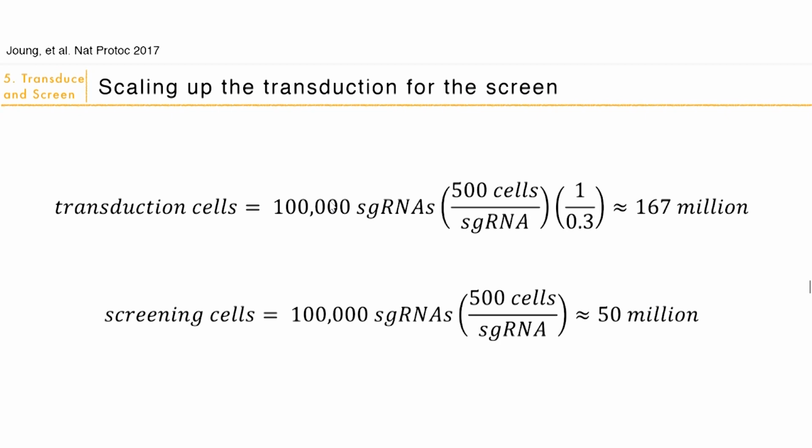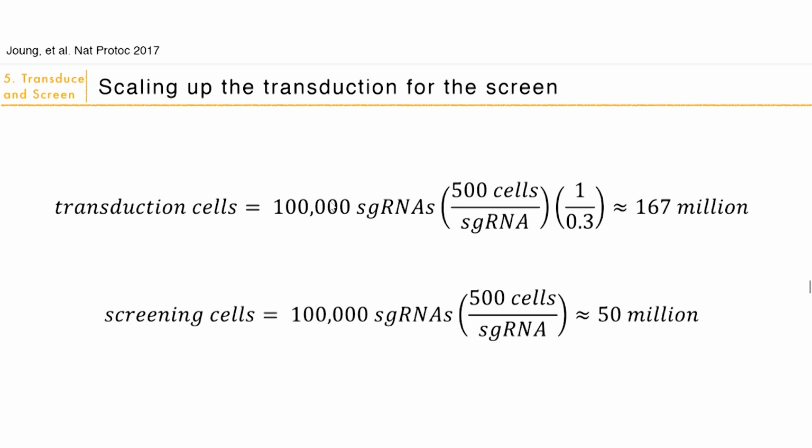So how do you scale the transduction? As I alluded to previously, a screen is a lot of cells. For the transduction of a screen, per biorep of the screen, if you have 100,000 guide RNAs in your screen and you want a coverage of 500 cells per sgRNA, which we recommend, and you have an MOI of 0.3, this means that you need to start with 167 million cells.